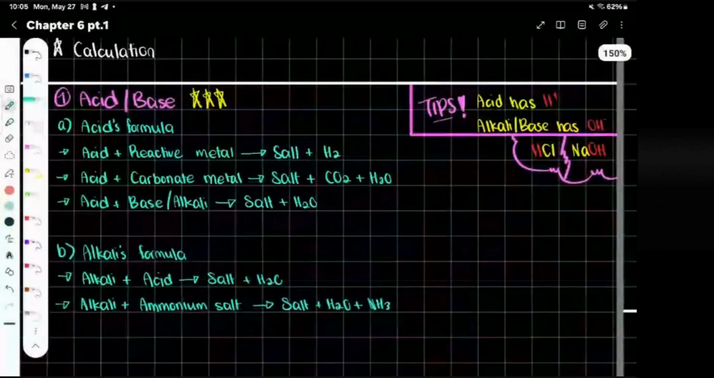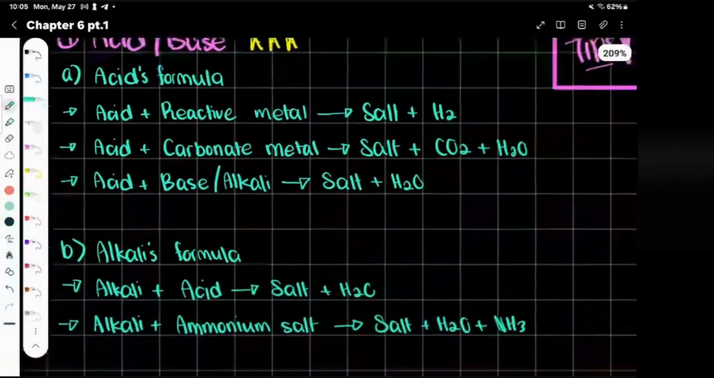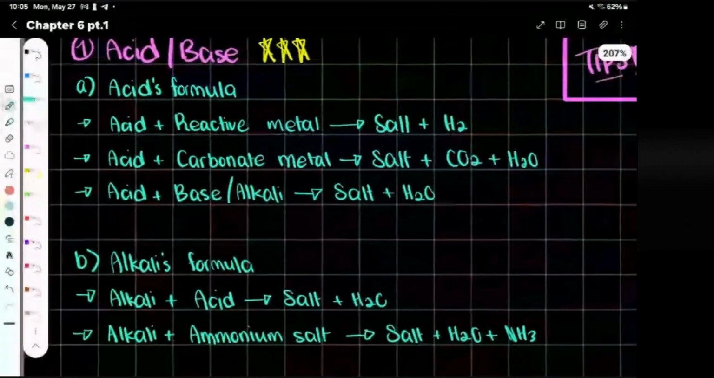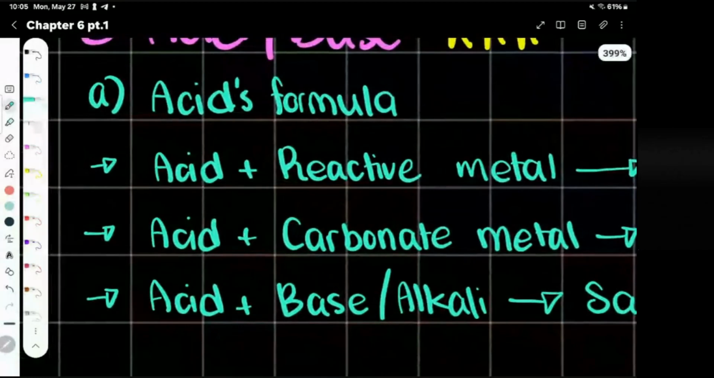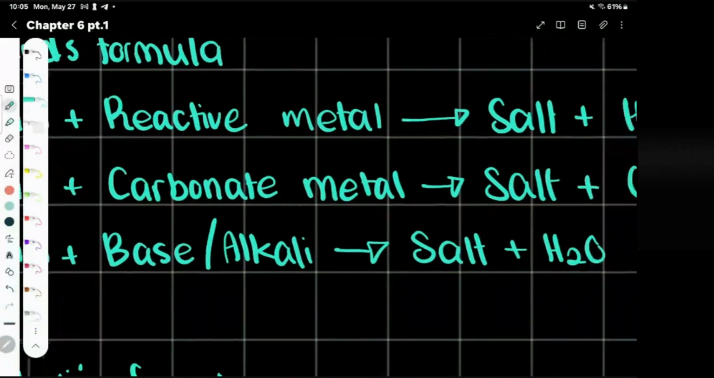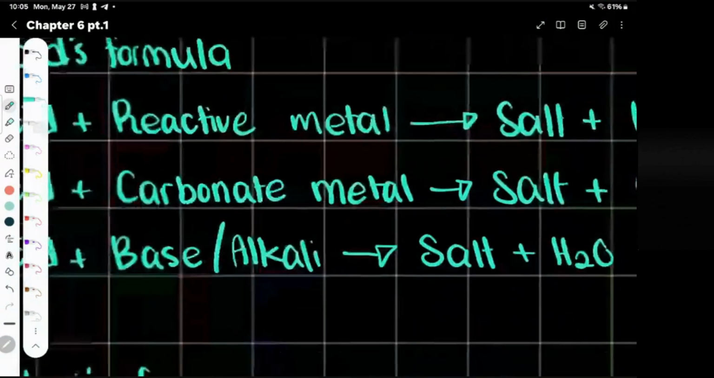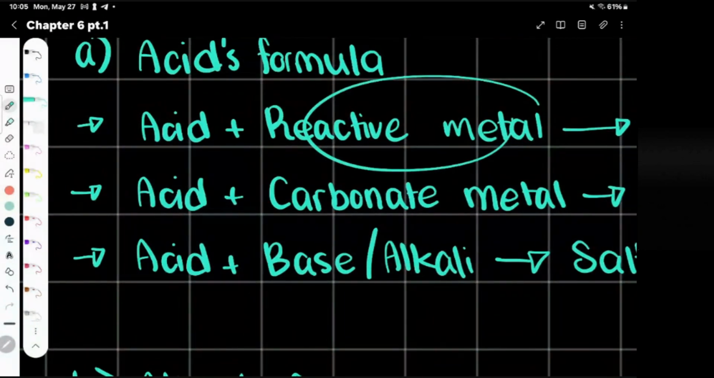So now the first thing that we're going to learn is the acid and base formula. We already know all of this formula, right? I'm just making sure that you remember all of this. So the main key point here for the acid formula, you have to know all of this formula and then what is the product of it. First of all, you understand what is the reactive formula? Reactive formula is reactive metal.